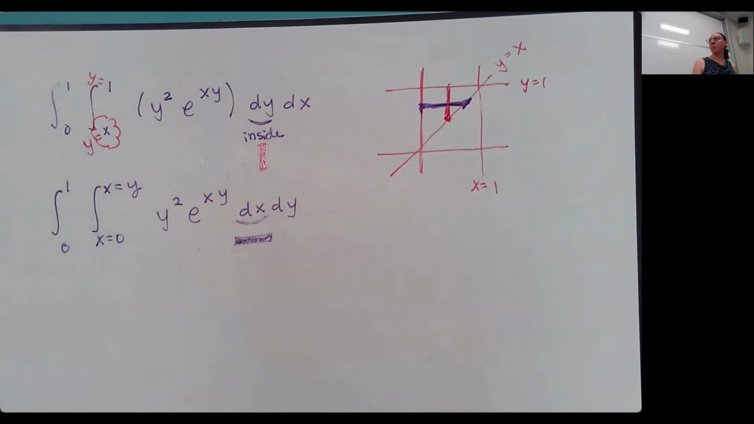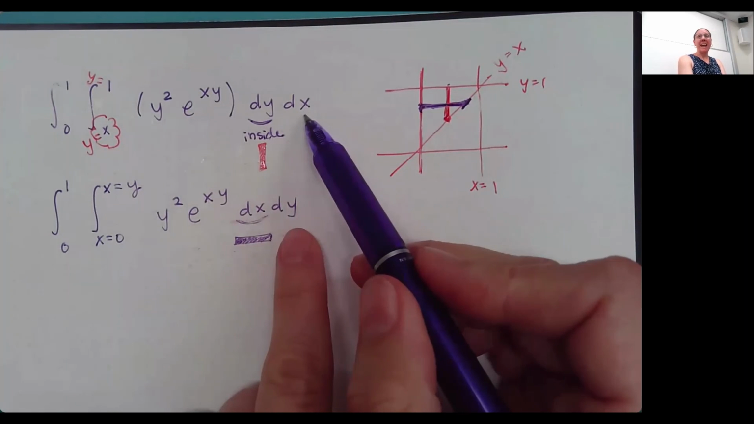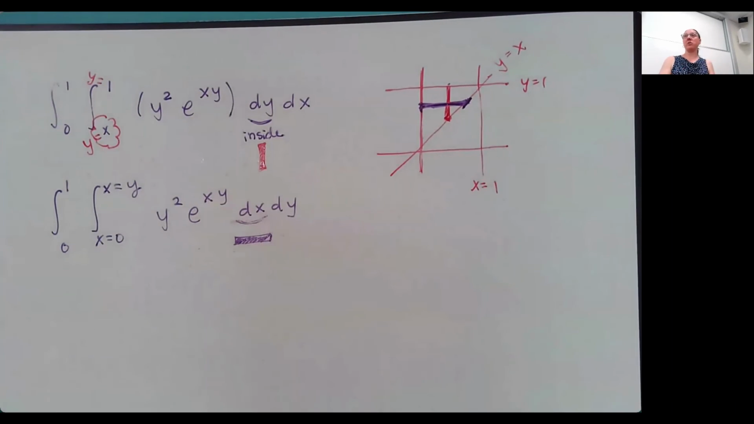The other way you can think about it is that the outside integral is the 19b integral. So the outside integral always has to be the one that's got numbers. And what the outside integral is has to match what your 19b integral would have been.